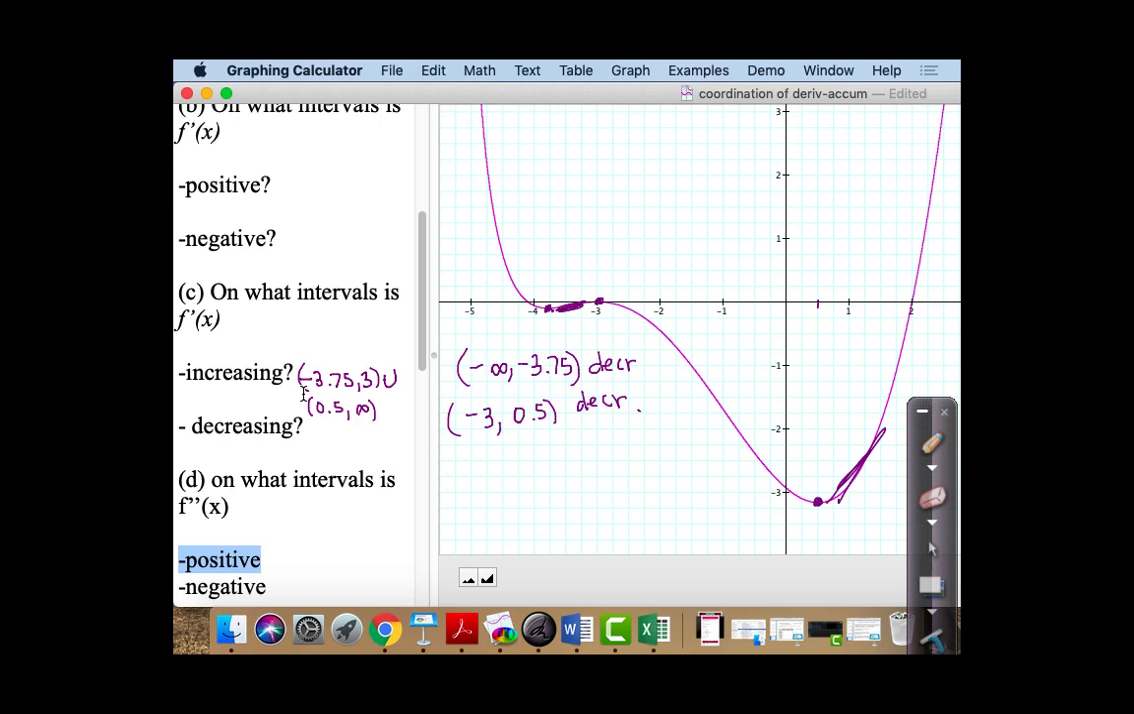And on what intervals is the second derivative f prime prime negative? Not the second derivative of the thing we're looking at, but the first derivative, the rate of change of the thing we're looking at. Where is that negative? No, it's where the thing we're looking at is decreasing.